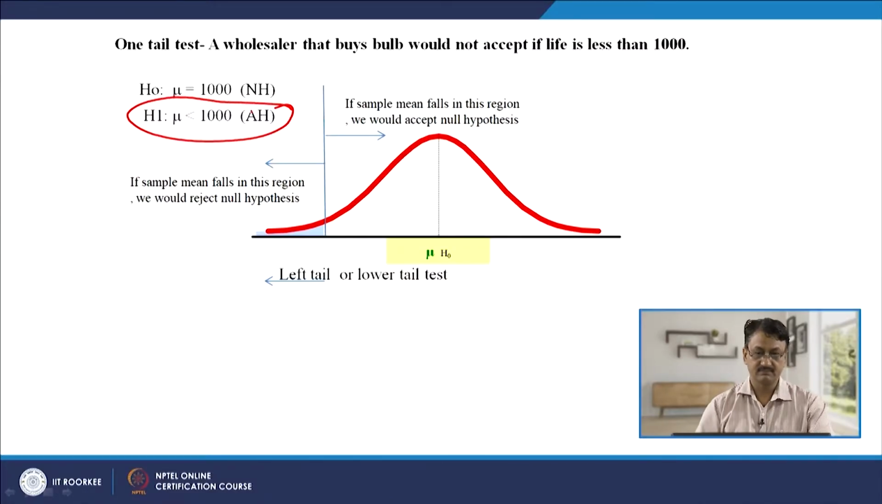Let us look at the same example. The manufacturer is claiming that the mean life of the bulb is 1000 hours, and you being a customer, you would not like to have those bulbs for which life is less than 1000 hours. So, what you want to prove? You want to prove this one, that you will reject those bulbs for which life is less than 1000 hours. So, this is a one tail test, and this is also known as a left tail test or lower tail test, right. In a one tail test there will always be one rejection region.